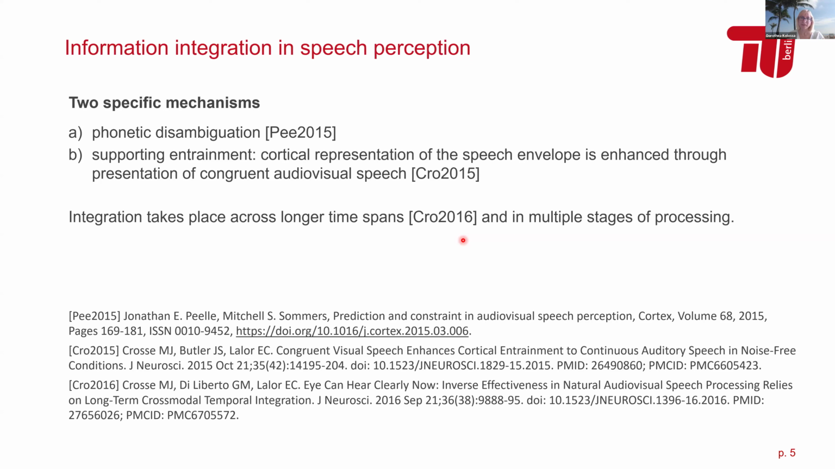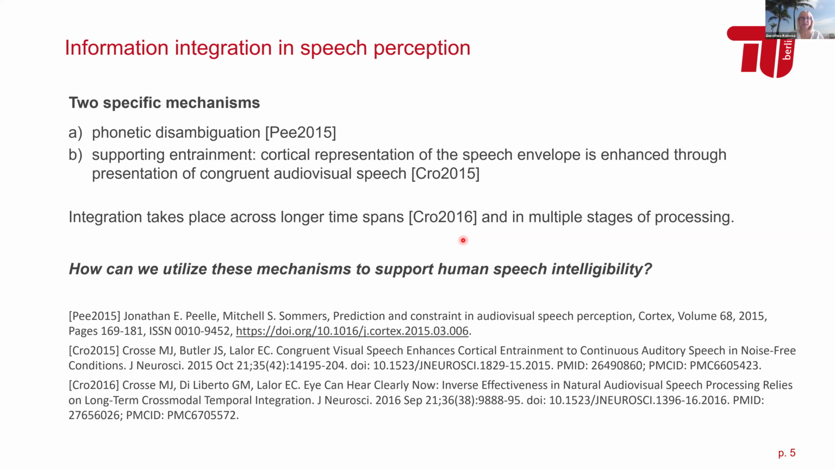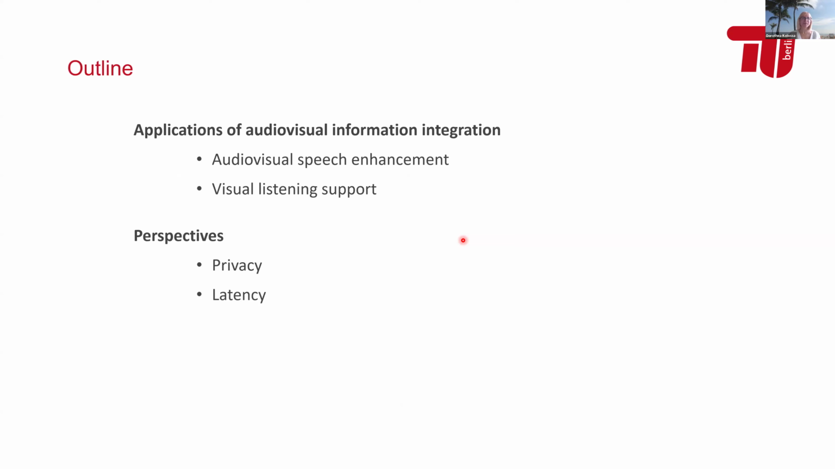So, for example, you see it in the midbrain and you also see it in cortex. And now our question in our research group is really, how can we utilize those mechanisms to support speech intelligibility? How can we make it possible to support speech intelligibility to an extent that would not be possible with audio processing alone? And for that purpose, we're basically going two different routes.